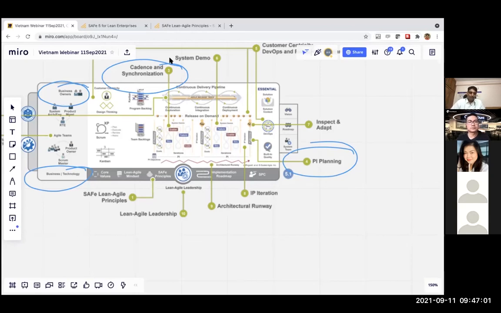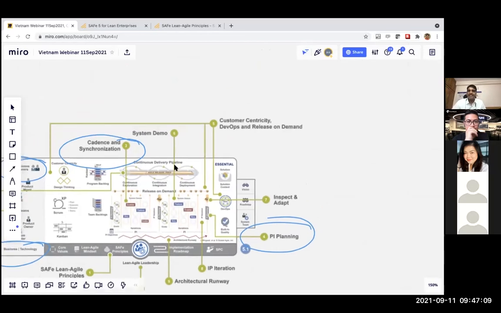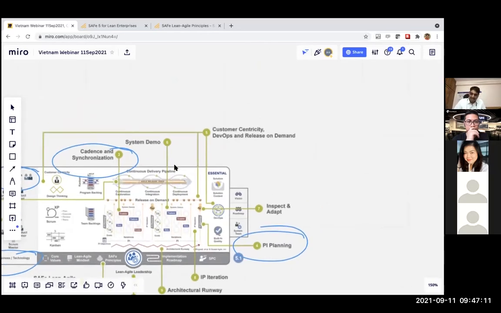Let me move on to the fifth and the sixth part of it. The fifth part talks about customer centricity, DevOps, and release on demand, right? So it's here somewhere in the red color. It's not that I intentionally put a red color, it's just a different color. When we say customer centricity, we want to focus on what the customer really needs, right? This is where we all stand, because at the end of the day, companies exist for making a profit and making sure that we are moving in the right direction.